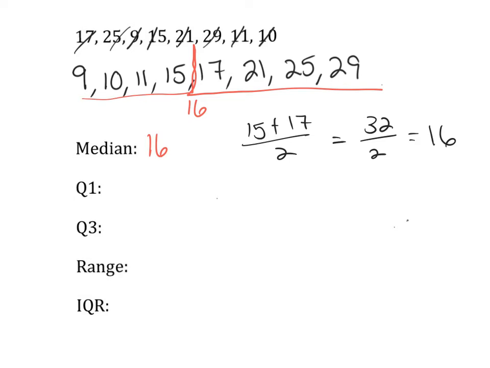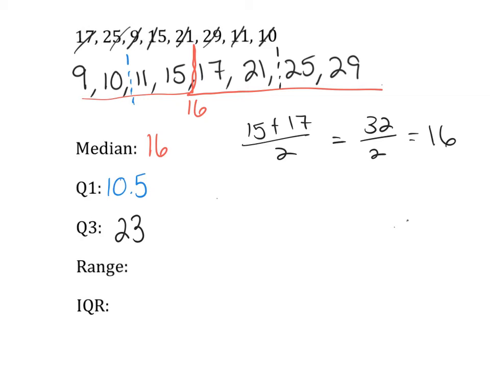Okay, Q1 is my lower median. Remember, this 15 does not go away. It's part of there. So it's going to be in between the 10 and 11. So it's going to be 10 and a half. And then on the upper side, it's going to be between 21 and 25. That would be 23, right in the middle.